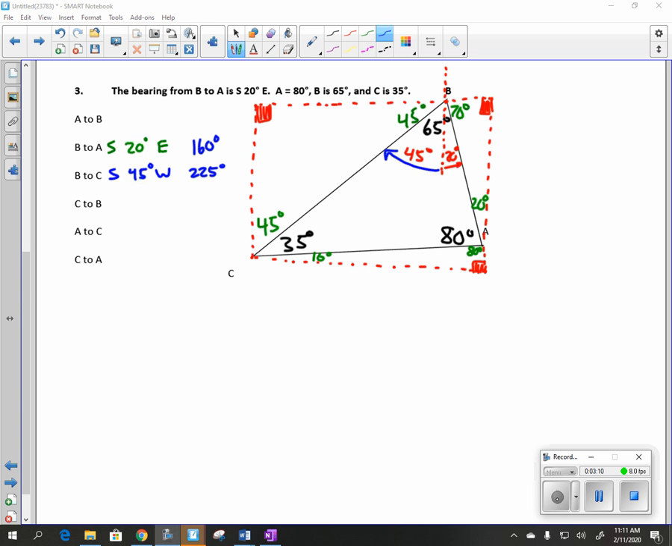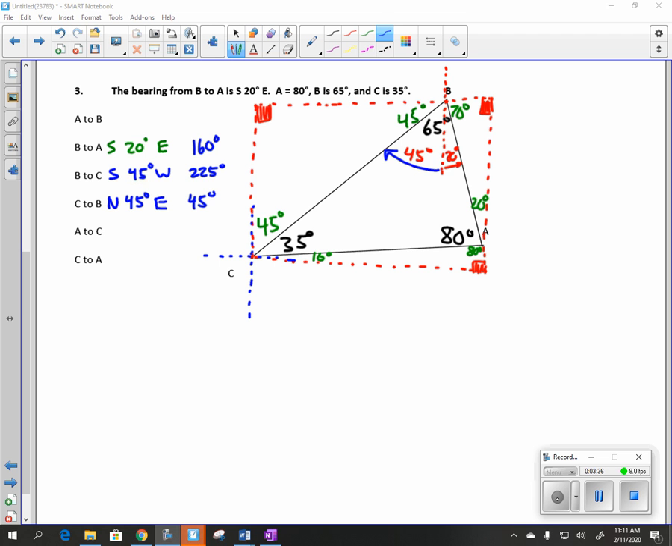Would you like to go to C or to A? Great, let's go to C. I'm at C. General direction, go from C to B. Northeast. From north, how many degrees to the east do you turn? 45. Is that 45 past 0 or 45 back of 360? 45 past 0, so that's 45.